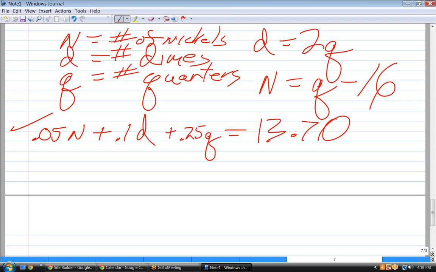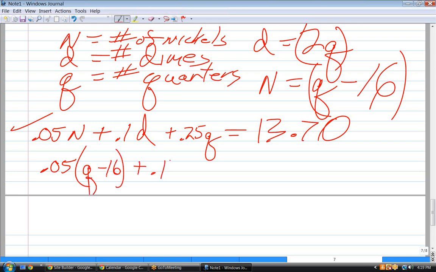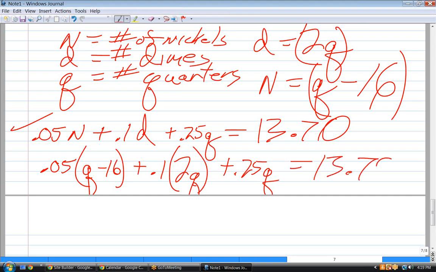Now, he wants it in one variable. Wherever we see n, we're going to use q minus 16, and wherever we see d, we're going to use 2q. So it becomes 0.05 times (q minus 16) plus 0.1 times 2q plus 0.25q equals 13.7. Now that allows you to solve for the number of quarters you have. Once you get the number of quarters, you'll know how many dimes, and how many nickels also.